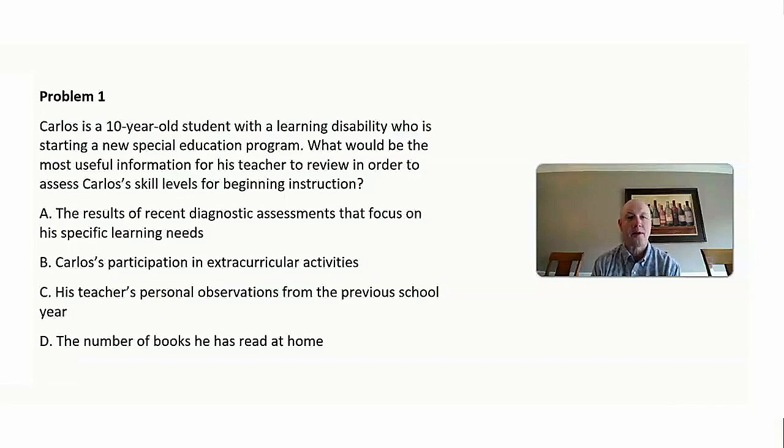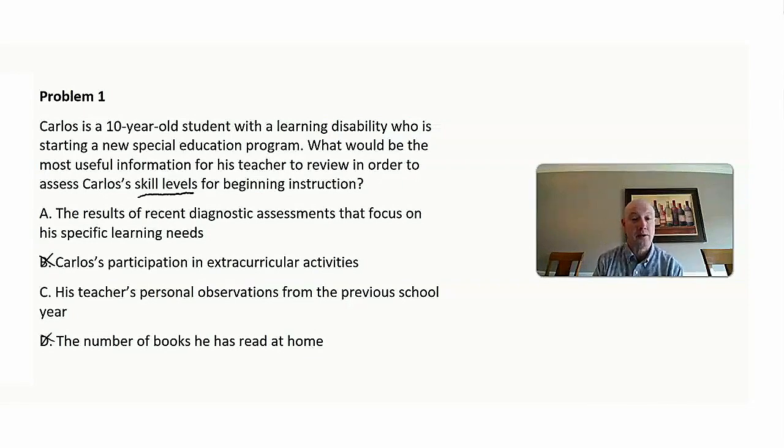Problem 1. Carlos is a 10-year-old student with a learning disability who is starting a new special education program. What would be the most useful information for his teacher to review in order to assess Carlos' skill level for beginning instruction? So we want to focus on academic skill levels in our choices here. Choice B, Carlos' participation in extracurricular activities would not be directly related to academic skill level. So I'm going to eliminate choice B. Same with choice D, the number of books he has read at home. So that, again, is not tied directly to academic skill level. So choices B and D are out.